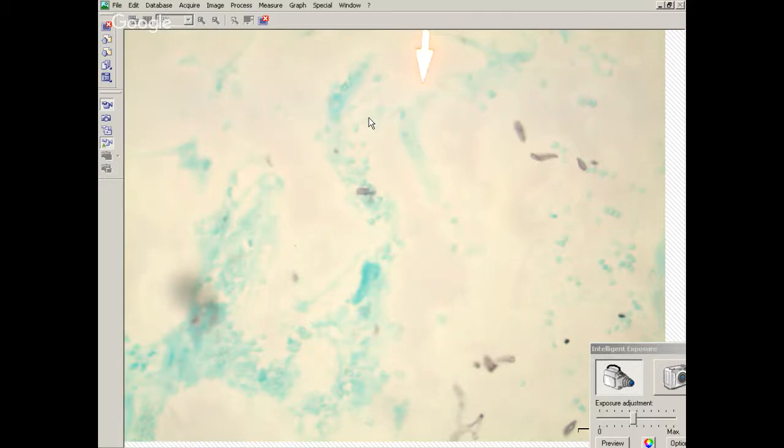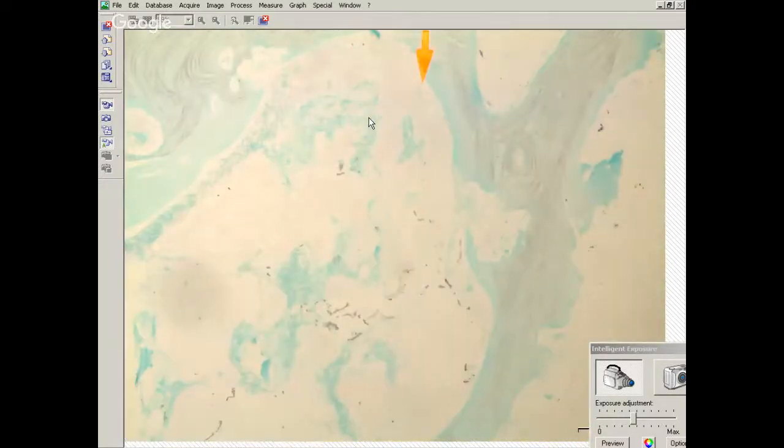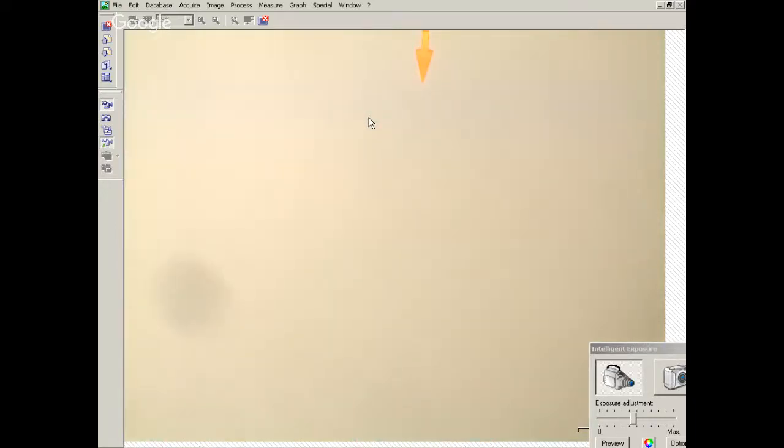So this is 20x. What do we got? 40x. This is 40x. But you can see hyphae at 20x easy. You can see hyphae even at 10x, no problem. Candida, you're going to be going 40x to see the pseudohyphae. So Candida is considerably smaller. So knowing what they're supposed to look like will help you differentiate what they are.